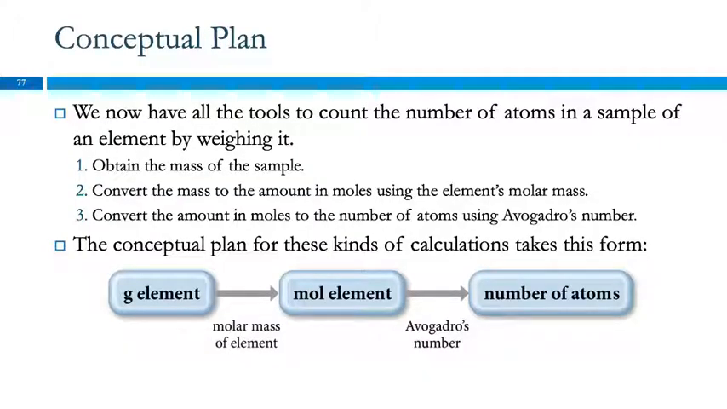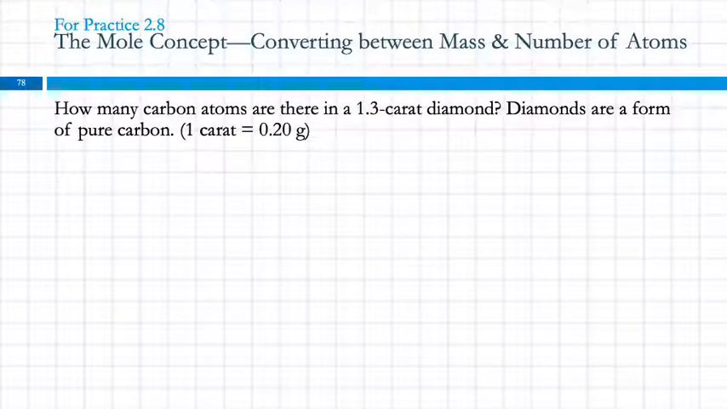Okay, so now we have everything we need so that we can count atoms by weighing them. So you weigh a sample, and you convert the mass to moles using the molar mass, and then you can convert the moles into numbers of atoms using Avogadro's number. So the path here would be grams of element to moles of element to number of atoms, and the conversion factors we need are the molar mass and Avogadro's number. How many carbon atoms in a 1.3 carat diamond? Diamonds are a form of pure carbon.